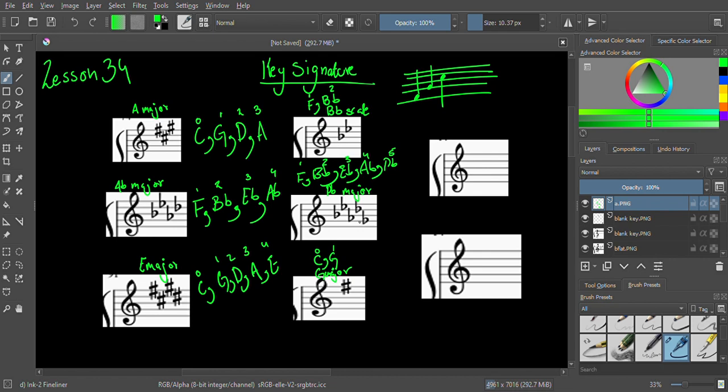So we've just named all these. This one's A major, this one's A flat major, this is E major, this one's B flat major, this is D flat major, this is G major. Everyone's happy. Now coming to the more difficult questions.